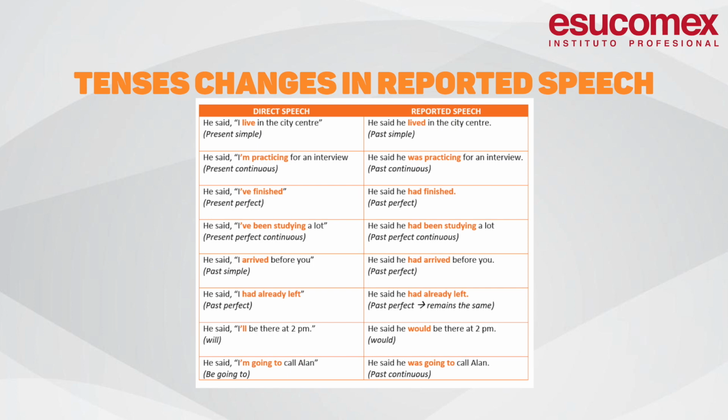He said, "I've been studying a lot." This sentence is in present perfect continuous. In reported speech, the sentence would be, he said he had been studying a lot, changing to past perfect continuous.